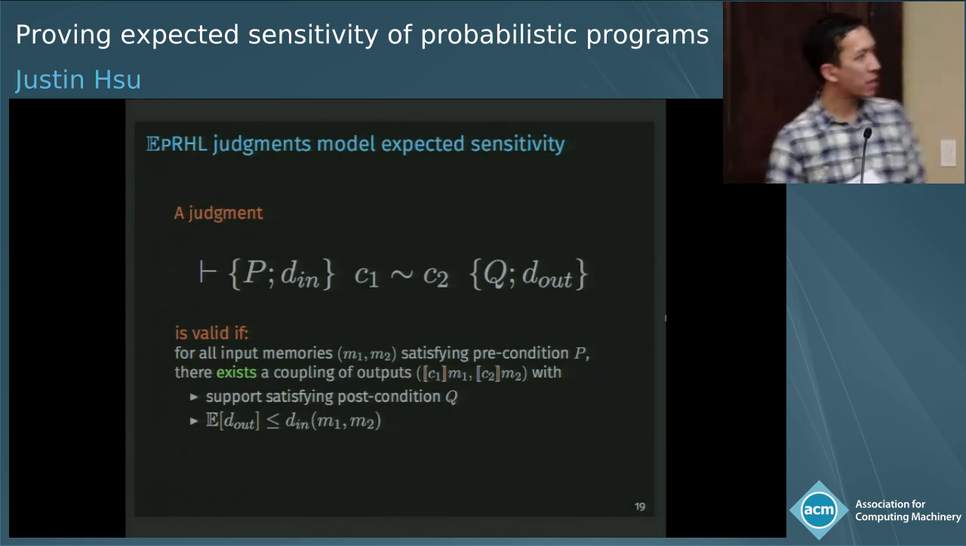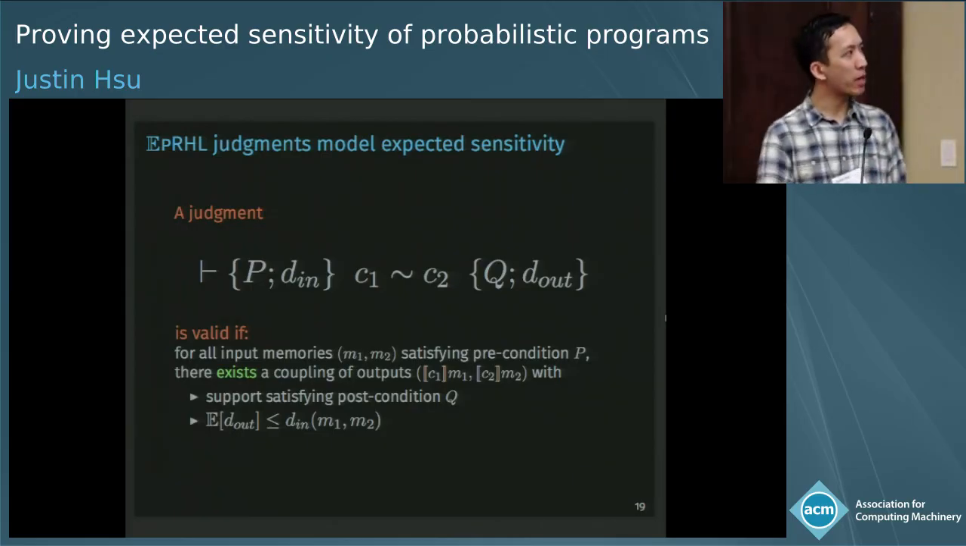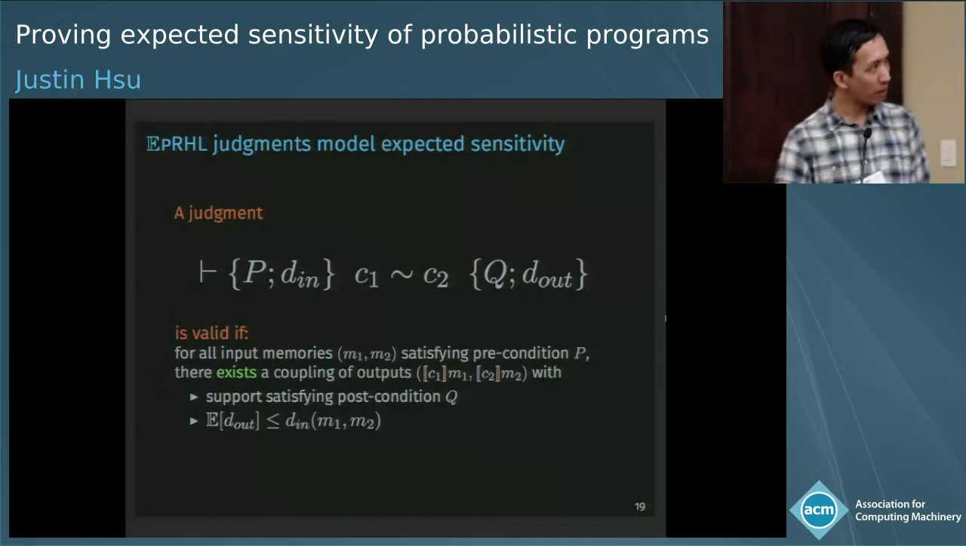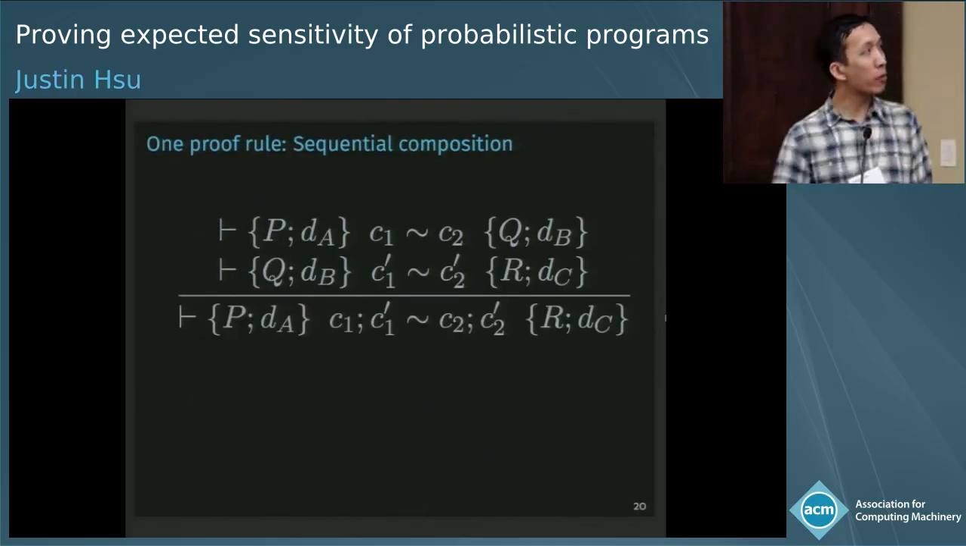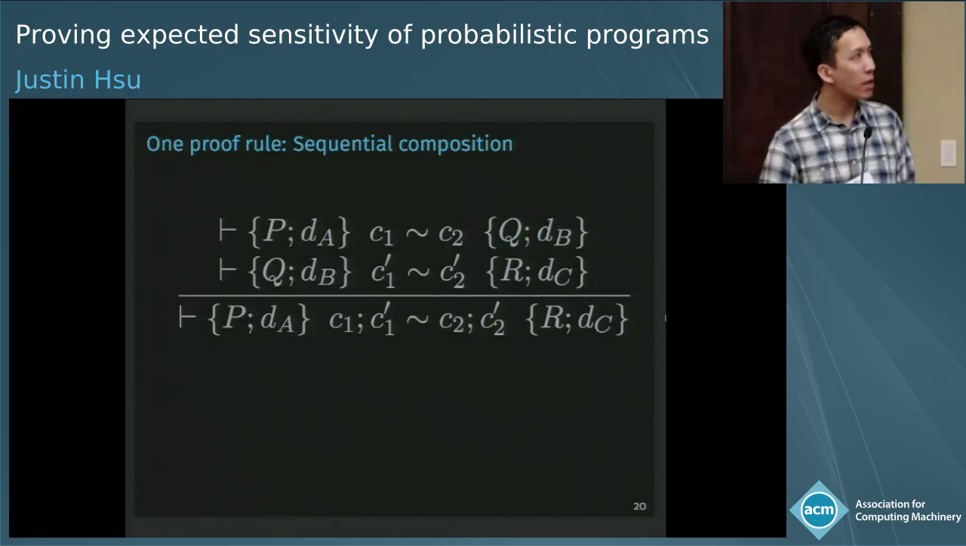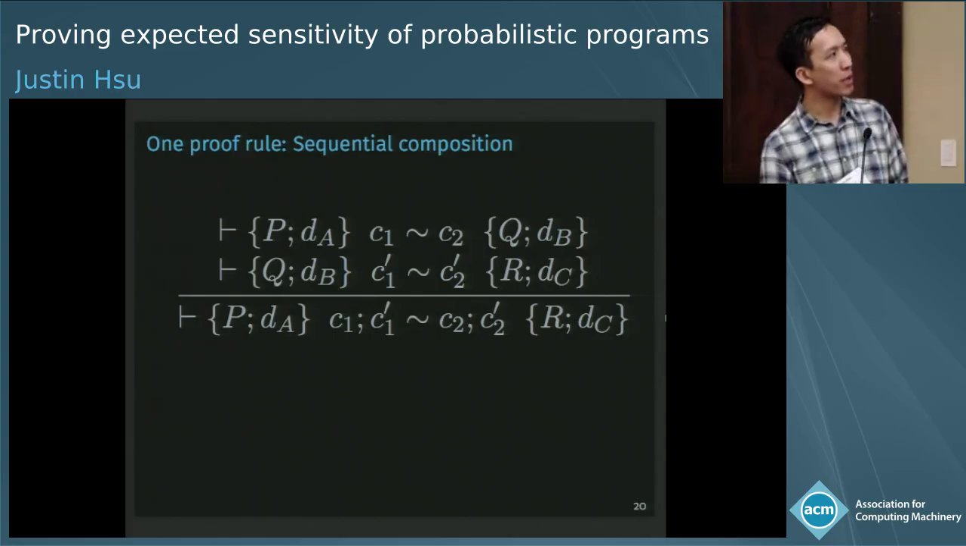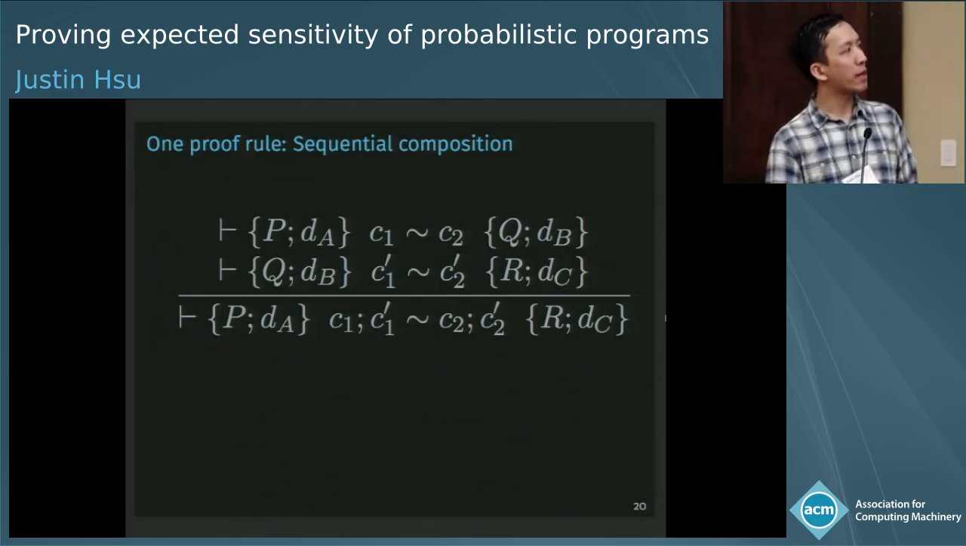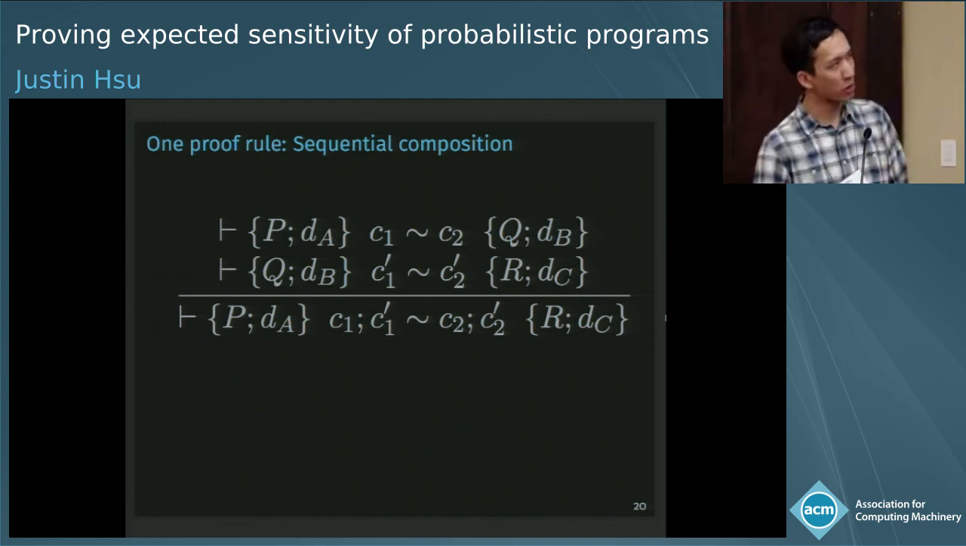So I'm going quite fast because I'm running out of time, but there's a close correspondence between these judgments and expected sensitivity. I'll just show one proof rule, which is the rule for sequential composition. So if you squint, you can see this is sort of like the normal rule for sequential composition from Hoare logic, just with more components. So we have the first judgment relates C1 and C2, and the second judgment relates C1 prime and C2 prime. And we want to relate C1 followed by C1 prime to C2 followed by C2 prime in the conclusion.